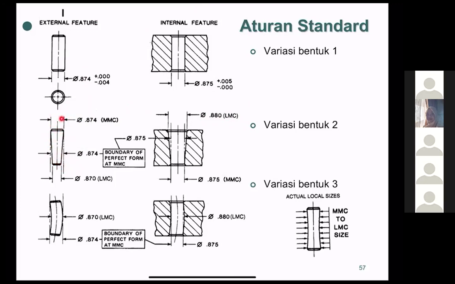Okay, so in order for this external feature to fit into the hole, we have to write LMC over here, which is when the hole is very large, because it's the lowest material condition. And over here MMC, because we have a smaller hole. So it's actually a larger hole that is the lowest material condition, because a bigger hole means less material.